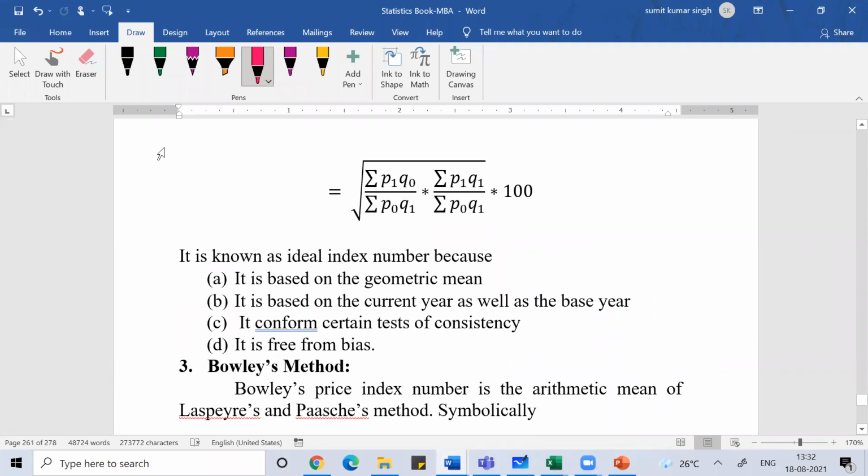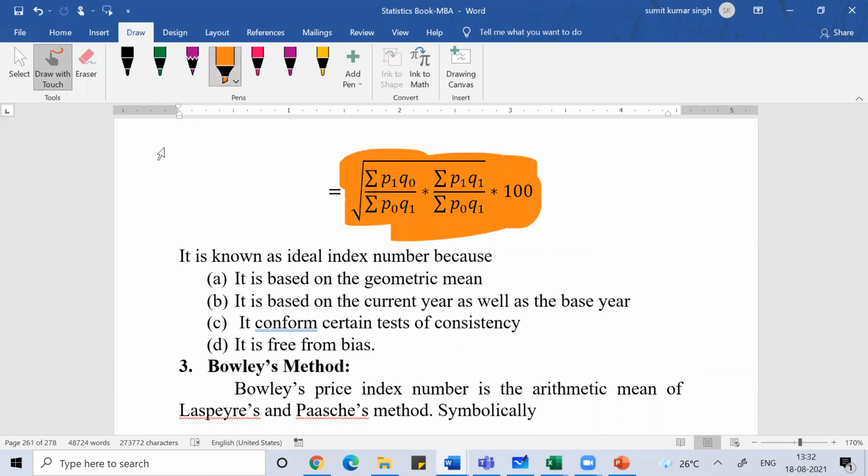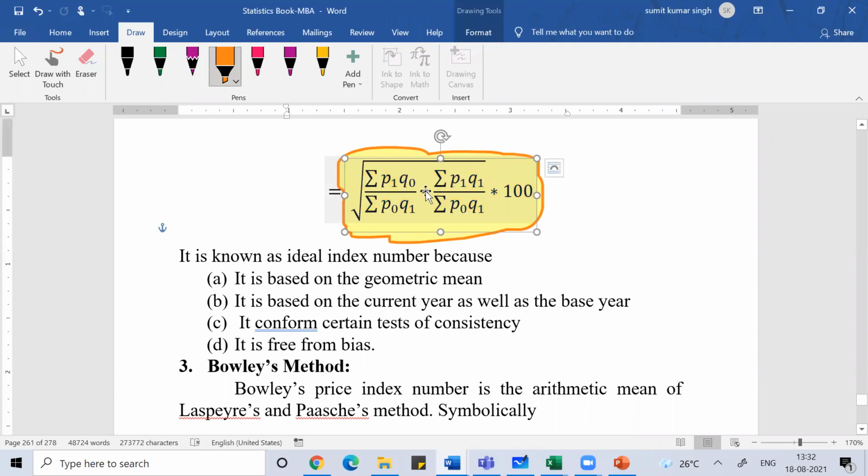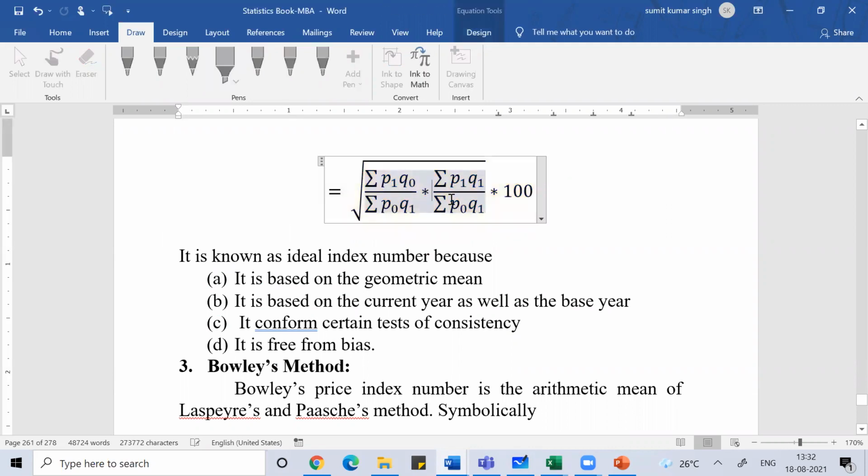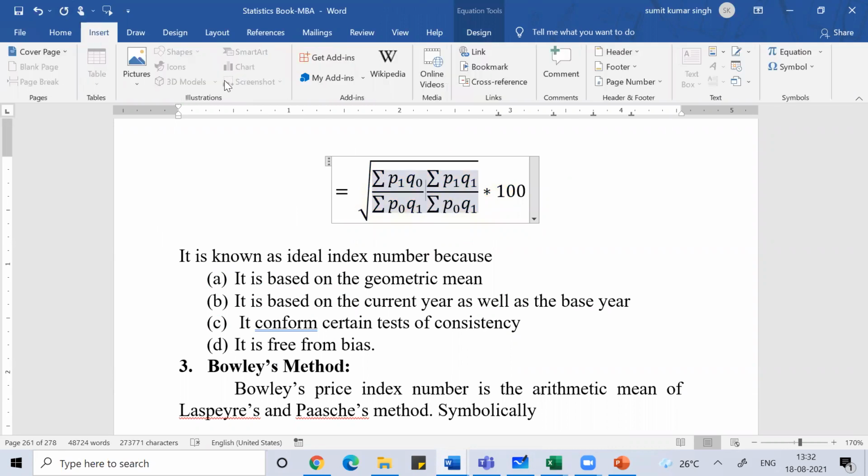This is the formula of the Fisher ideal index method. This is the formula of the Fisher ideal index number. This is the multiply sign. If you want to learn this, go to Insert, then go to Symbol. Under Symbol, put the multiply sign. This is the multiply sign.